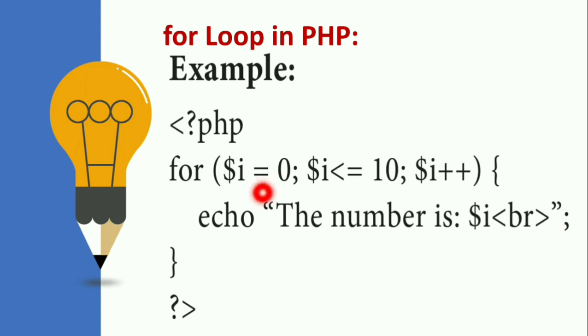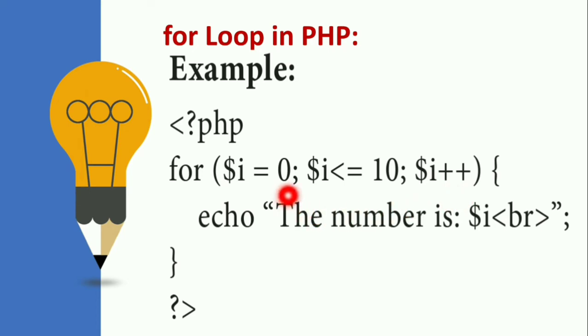So by looking at this line itself, you should be clear that how many times the program will be executed. Initial value is 0 and the target is 10. The stopping value is 10. So I is equal to 0. I should be less than or equal to 10, which means the stop value is 10. And it is increased by 1. I plus plus, which means it is increased by 1.